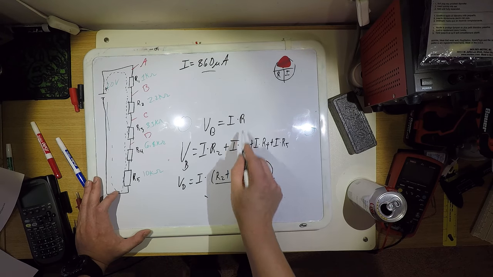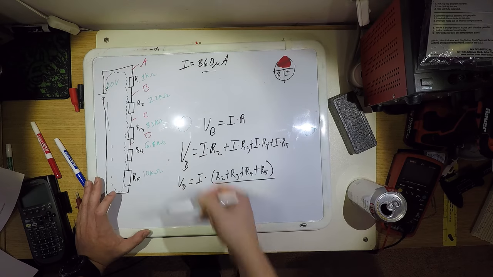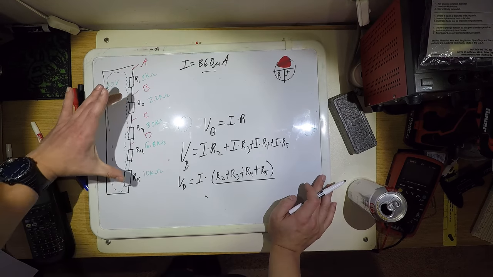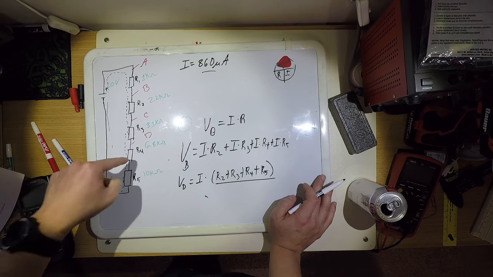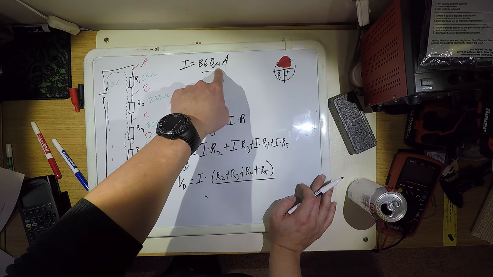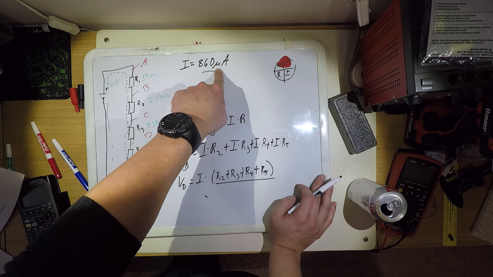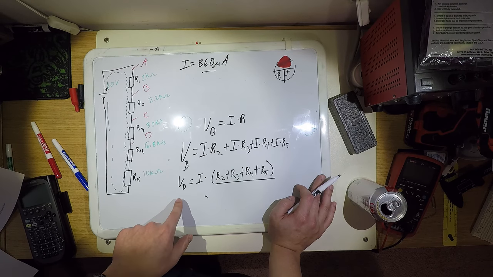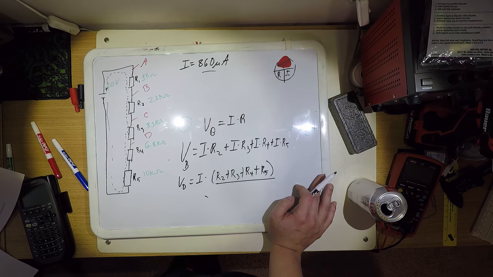What is R? In this case, R is the total sum of all of these resistances. R is the sum of R2, R3, R4, and R5. Once you get that, remember, that is micro, 10 to the negative 6, not milli as we have been working with. You will be able to find VB.